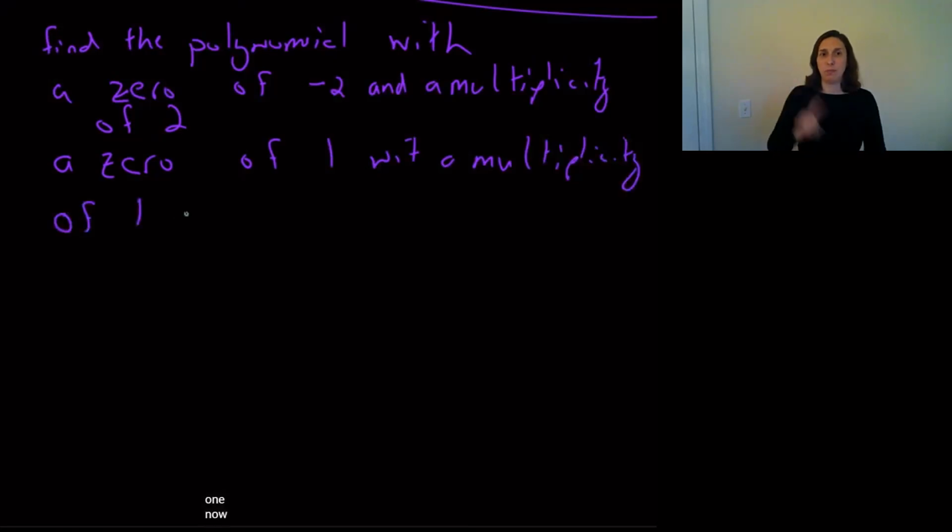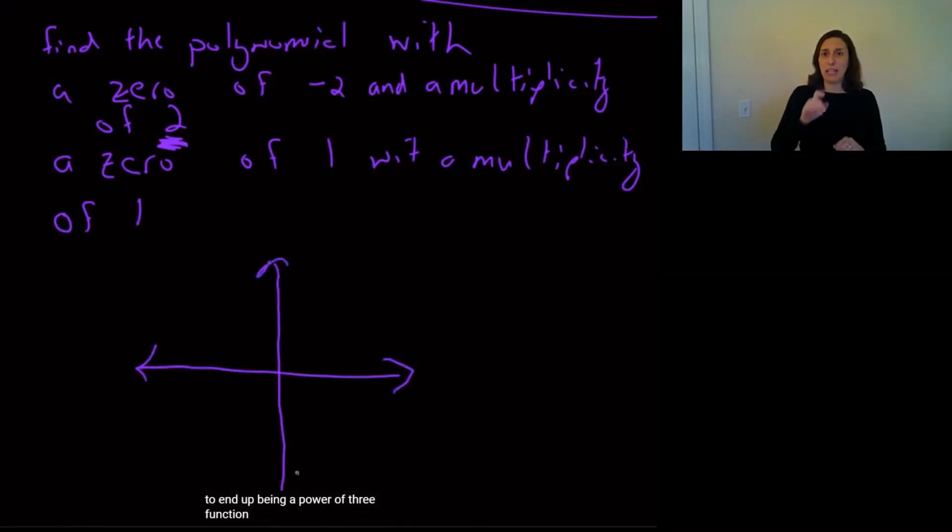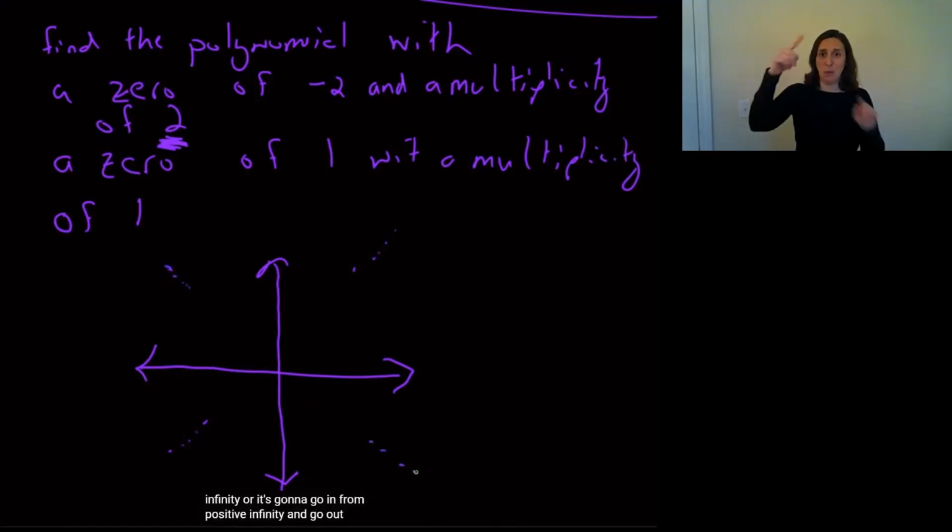Now, what multiplicities told us were how often it touched that root, how often the root was repeated. And even multiplicities bounce. So this is going to end up being a power of 3 function. Our total multiplicities tell us the power of the function. So we have a multiplicity of 2 and a multiplicity of 1, so this is going to be an odd function. It's either going to come in from negative infinity and go out at positive infinity, or it's going to come in from positive infinity and go out to negative infinity.